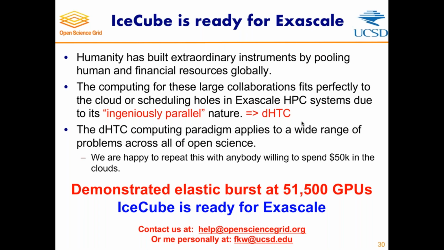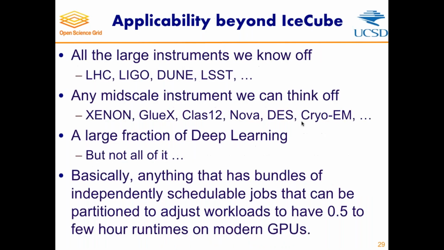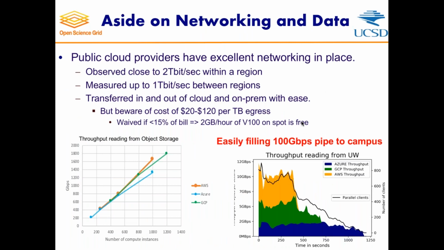We do have a few questions. So Frank, the first one I have is, you quote a price range of $20 to $120 per terabyte as egress fees. Why is the spread so large?